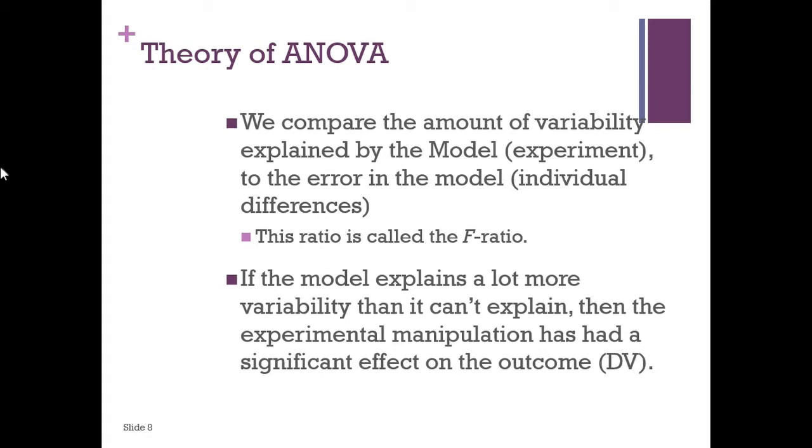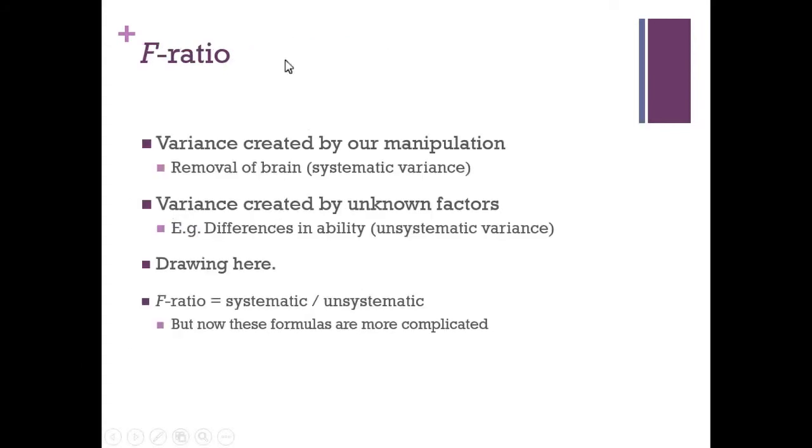So if a model explains a lot more variability than it can't, so if the good variance is a lot more than the bad variance, then we would say something happened. So there was a significant effect. So we still want these numbers to be very big. The cool thing about F is it's never negative. So F is always squared. I like F a little better because I don't have to deal with the negatives, essentially.